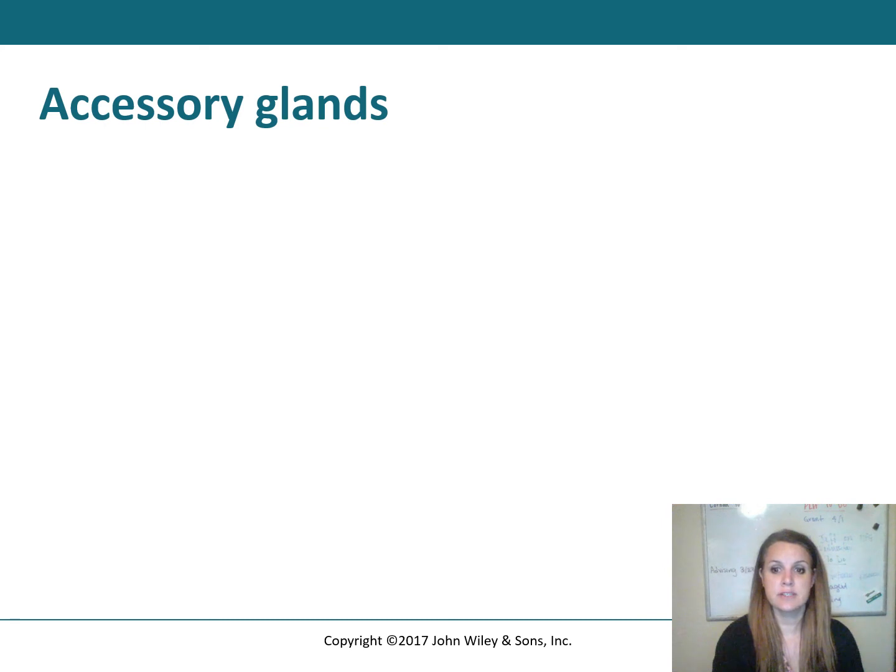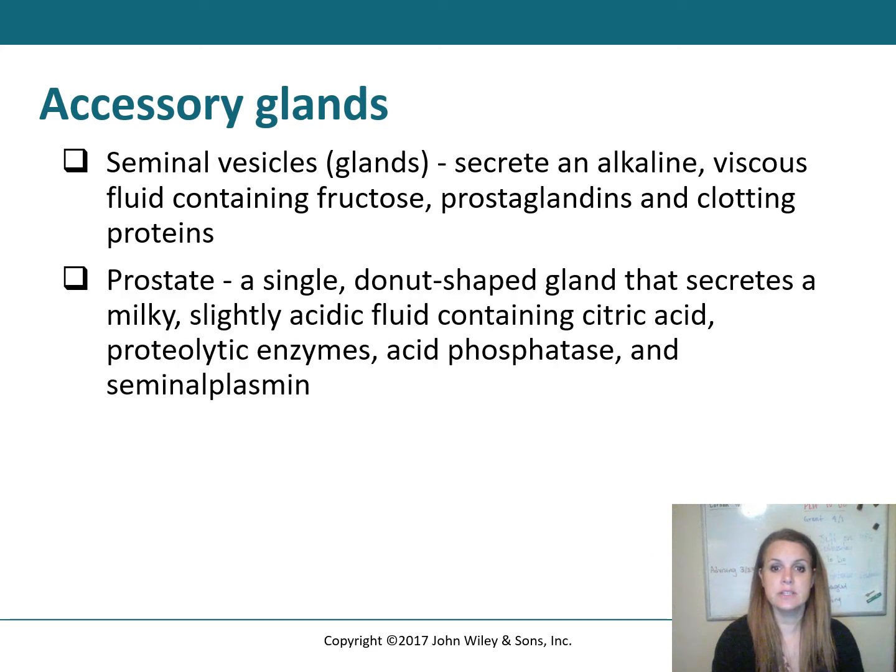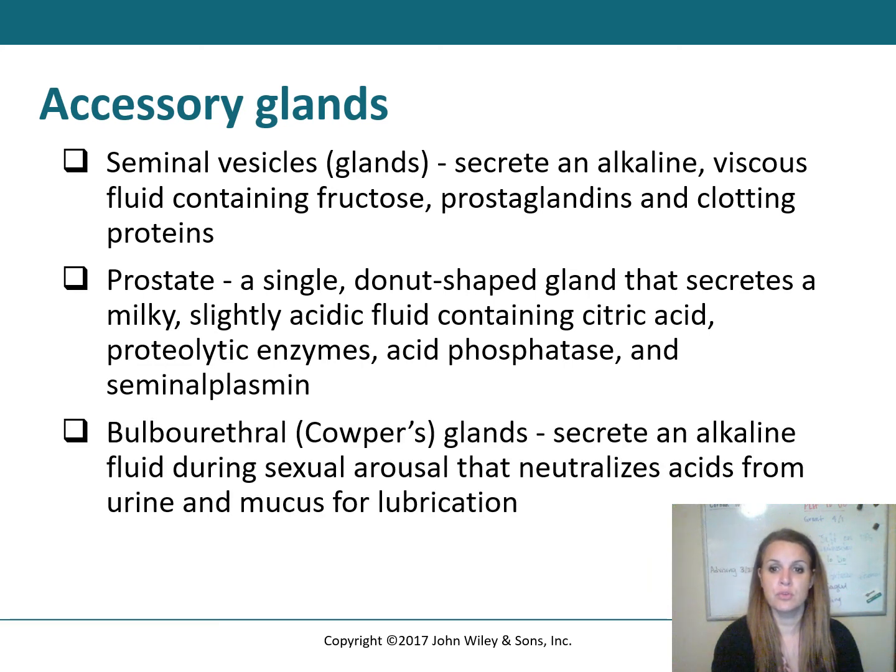Along this system of ducts that you find in the male reproductive system, there are accessory glands. The first set are the seminal vesicles or seminal glands, and they secrete a viscous fluid that has nutrients for the sperm, including fructose, prostaglandins, and some clotting proteins. The next one is the prostate, and this is a donut-shaped gland that secretes milky acidic fluid and proteolytic enzymes. And then finally, the bulbourethral or Cowper's glands, and this is actually going to be secreted during sexual arousal, and it's going to neutralize acids from urine and produce mucus for lubrication during sex.